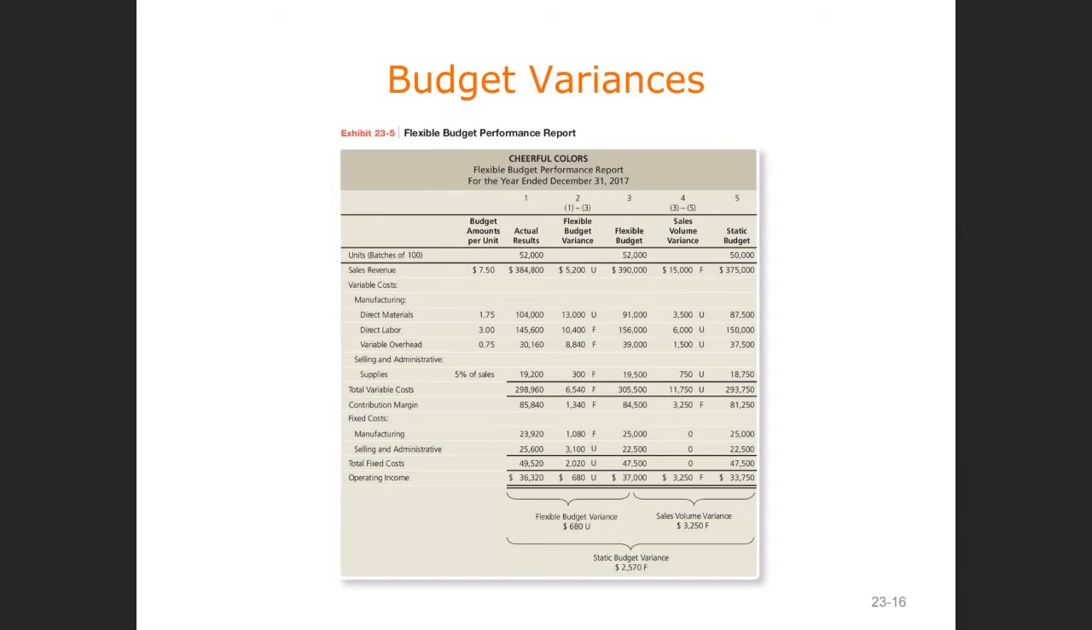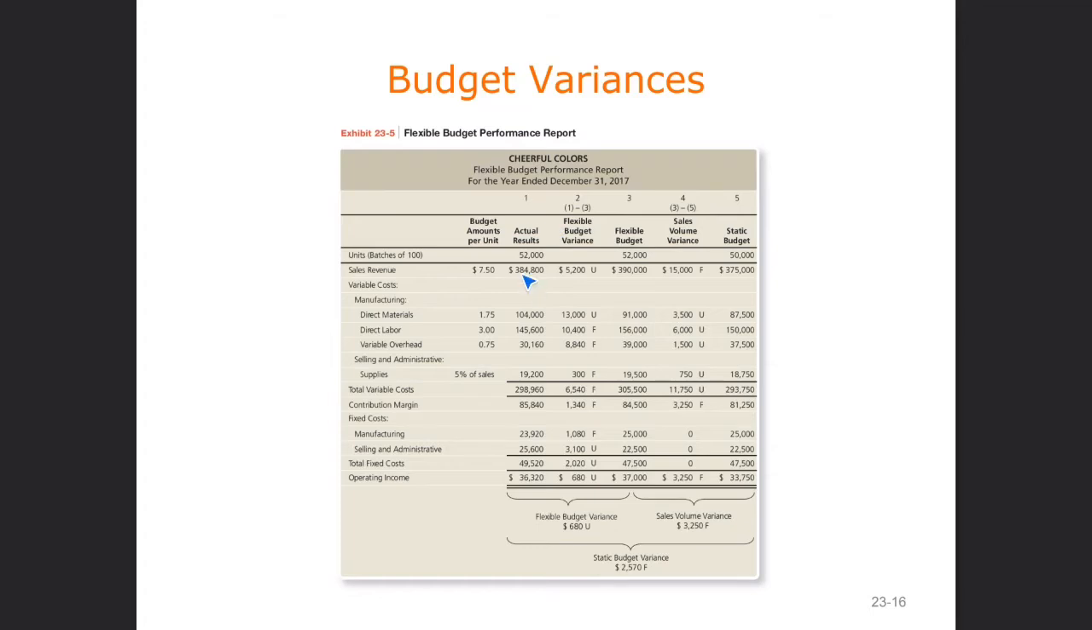So here we have our performance report, and we've got the budget amounts per unit. Again, we saw part of this earlier in that previous slide, so I'm not going to go through all of this. But we've added in some columns: our actual results and then our flexible budget variance here. It's telling you to get this column, you take column 1 minus column 3. 1 minus 3 gives you your variance.